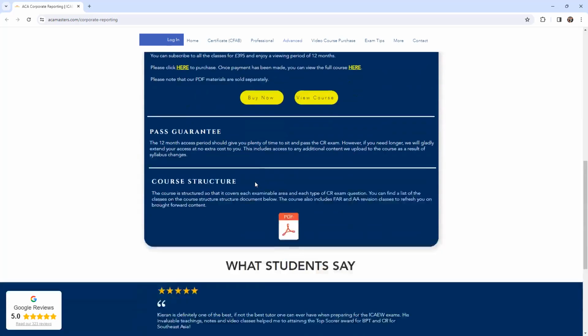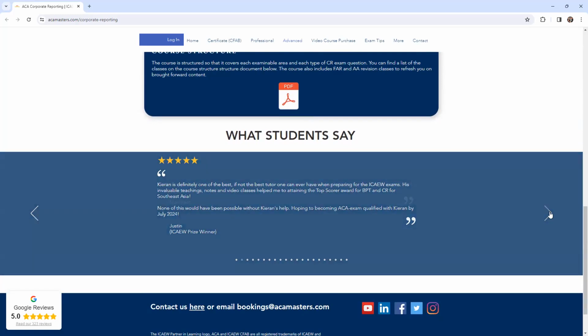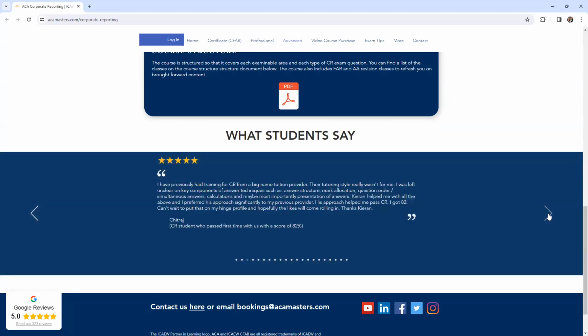To get some insight as to how the course has helped other students, we have some student feedback below. Lots of students struggle with the CR exam, but they find that this exam technique focused approach has really helped them. So after failing, they've then drastically increased their mark after using the course. As I said, we've got lots of useful advice in here as to how you should structure your answer, how to allocate the marks, how to answer several parts of the question together, and how to present your answer.